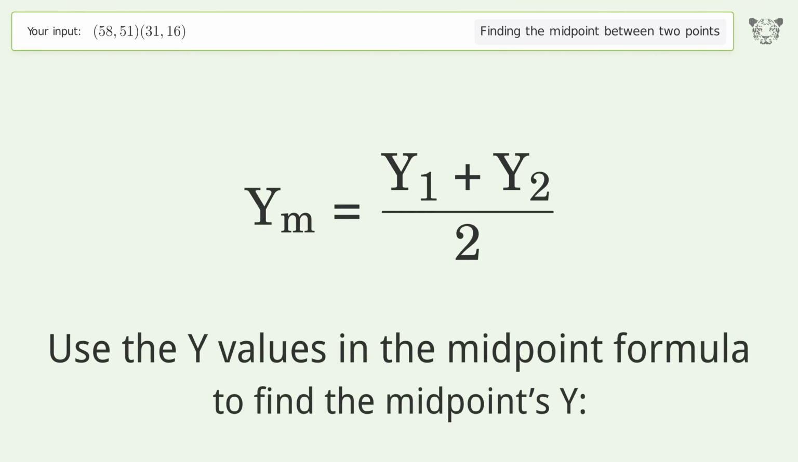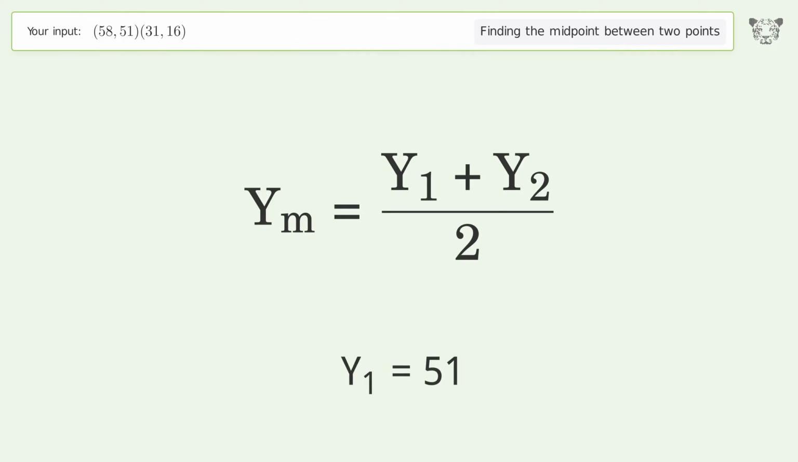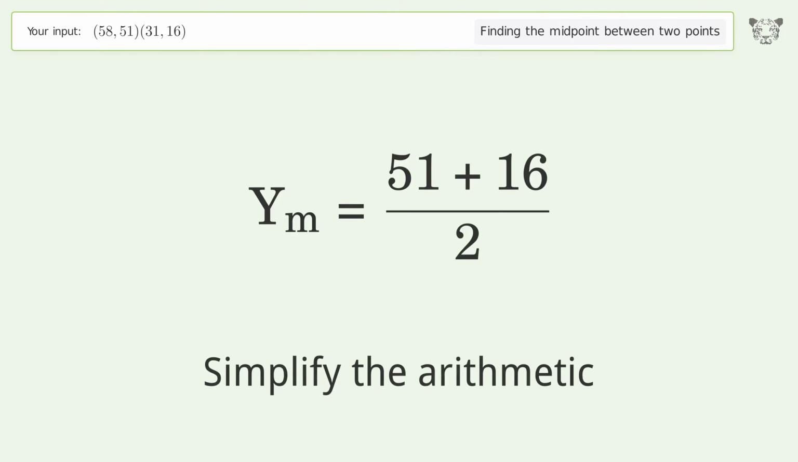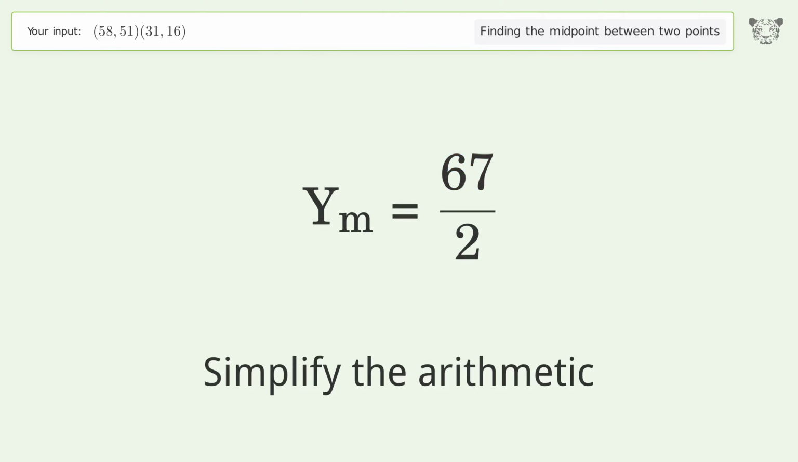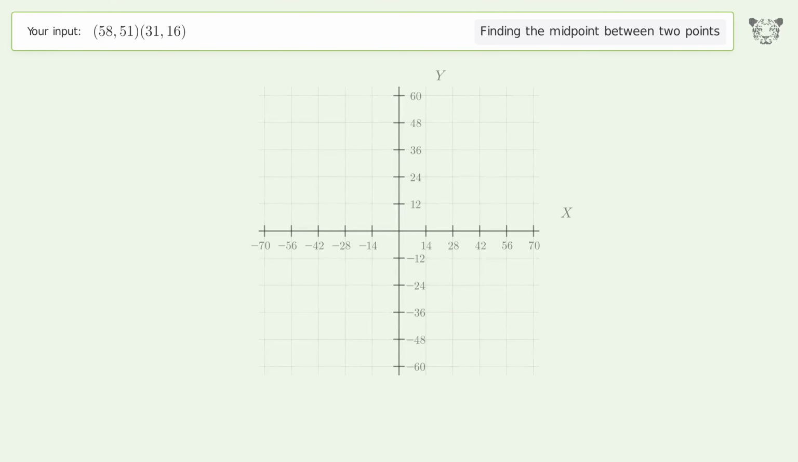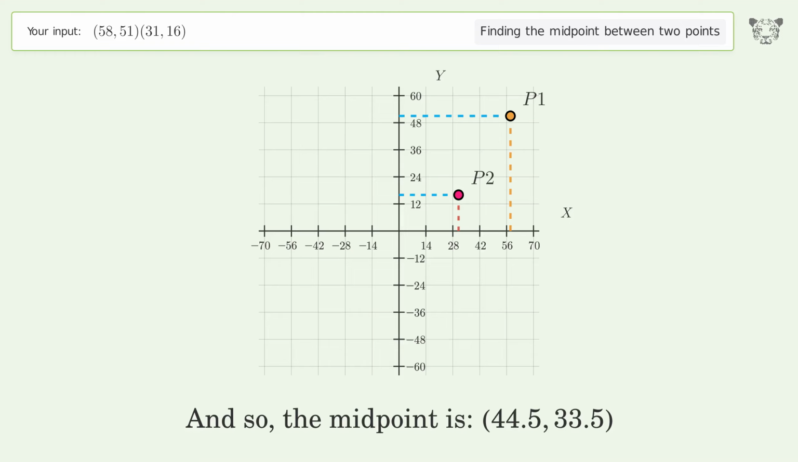Use the y values in the midpoint formula to find the midpoints y. y1 equals 51. y2 equals 16. Simplify the arithmetic. And so, the midpoint is 44.5, 33.5.